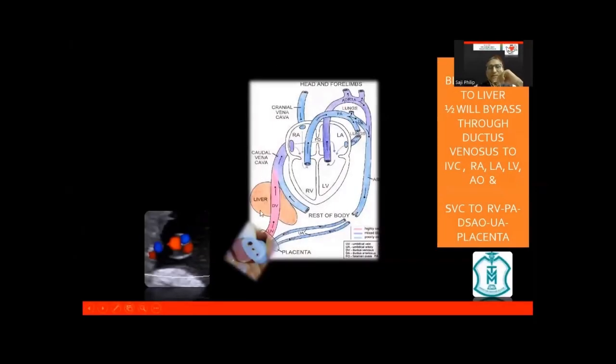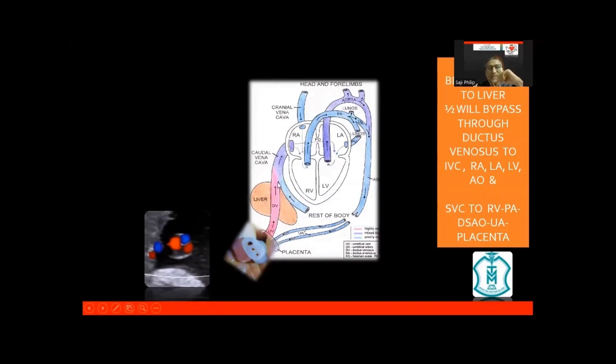And this is the circulation, if you learn. This is a 3-vessel umbilical cord, from my autopsy. This is the umbilical vein and 2 arteries connecting to the branch of the iliac artery, communicating through the umbilical artery to the umbilical cord and to the placenta. And this umbilical vein goes behind the liver, and the portion of the umbilical vein joining the inferior vena cava is called ductus venosus.